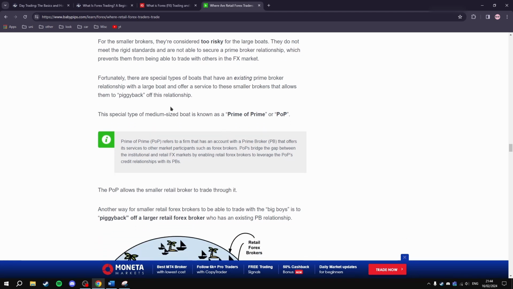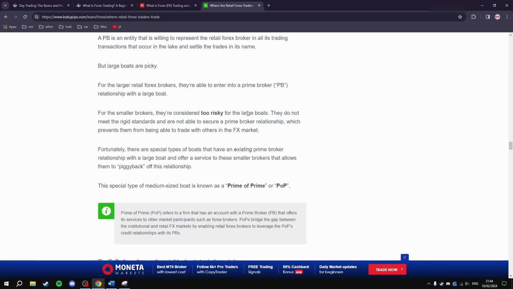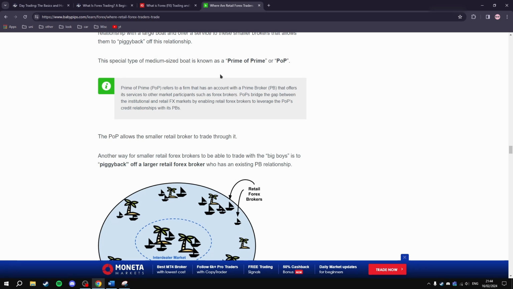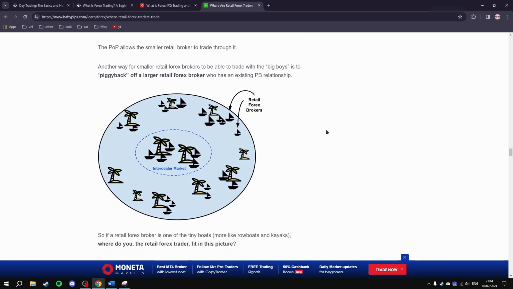Prime of prime refers to a firm that has an account with a prime broker that offers these services to other market participants such as forex brokers. POPs bridge the gap between the institutional and retail FX market by enabling retail forex brokers to leverage the POP's credit relationship with its prime brokers. PB? Prime broker, yeah. The POP allows a smaller retail forex broker to trade through it.